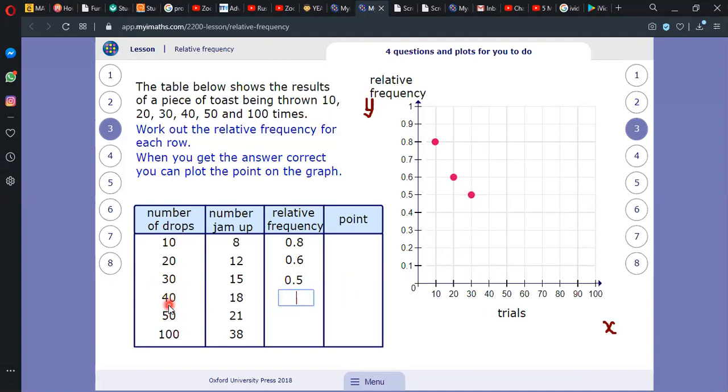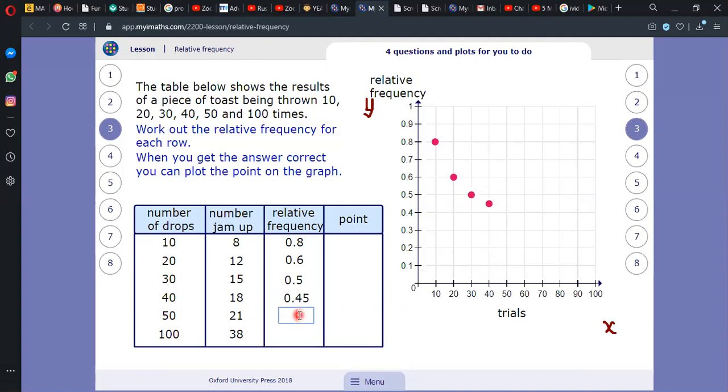Next point. This will be 18 divided by 40 to get the relative frequency there. 18 divided by 40 is going to give us 0.45. So we put that in there, 0.45, and we can plot the point. Let's drag the point. I have 40 and I have 0.45. 0.45 is in between 0.4 and 0.45. It's in between, so that's why I put it in the middle here.